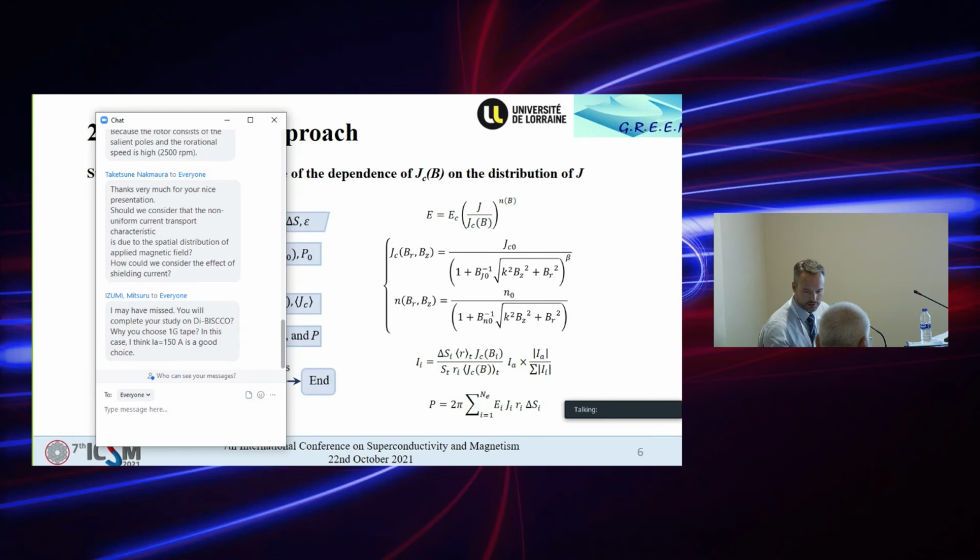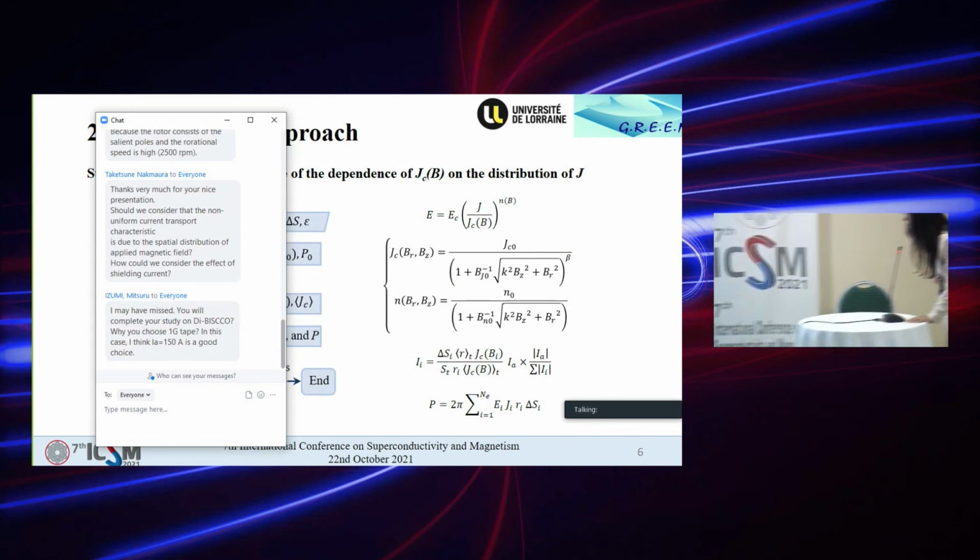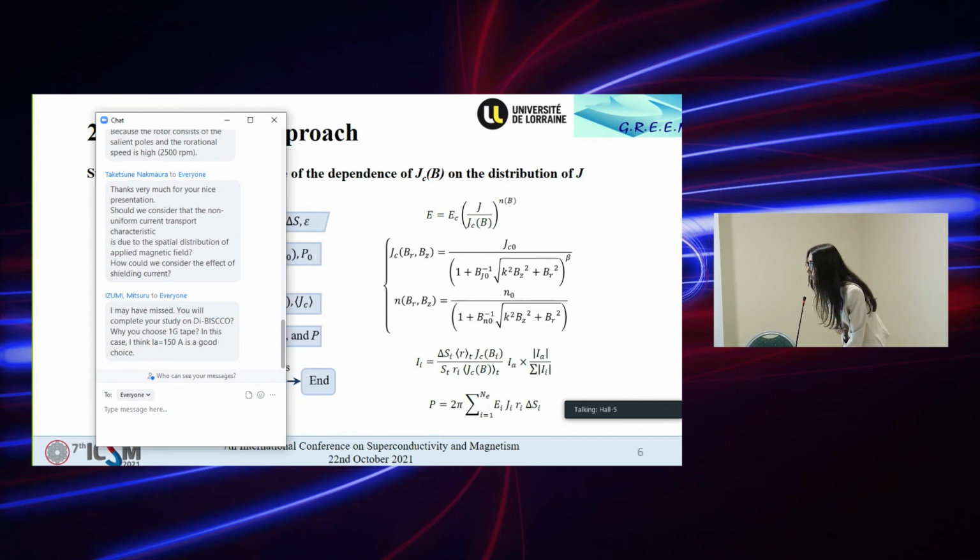In this case, I think 150 amp is a good choice. So we studied first generation BSCCO tape. I think we can apply the model also to a second generation. I don't know if we will have accurate results, but since it's a modeling approach, we can apply it to the second generation also. We chose 150 A just as an example. We can apply it to different currents, and we are still under critical. The critical current is 170, so we choose an applied current which is lower.